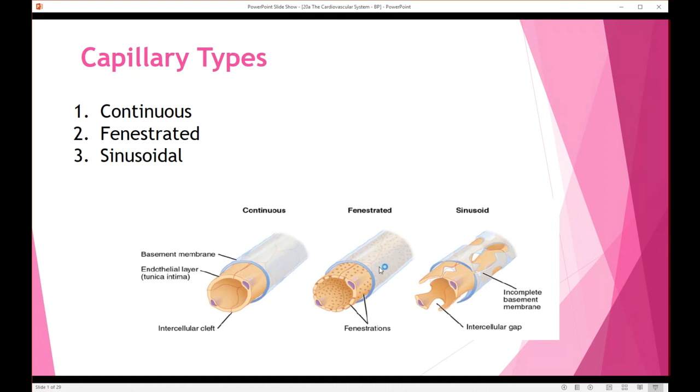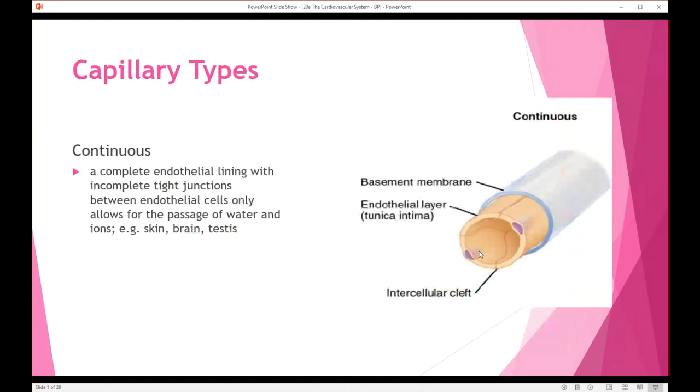And we have a complete basement membrane. And then we have sinusoidal. And so in the sinusoid or sinuses are larger holes. Okay, so we have lots of gaps between the cells as well as an incomplete basement membrane. So we're going to allow larger molecules to pass through.